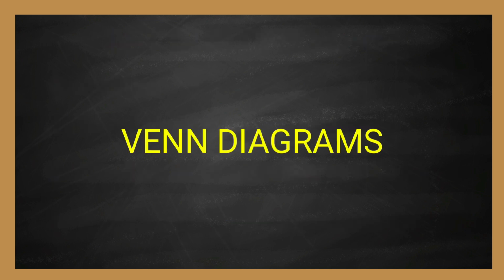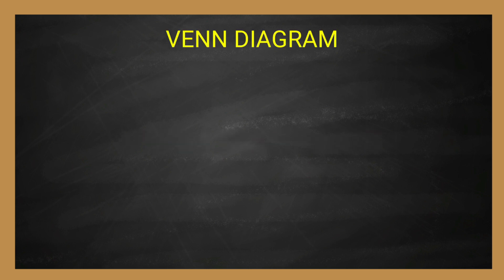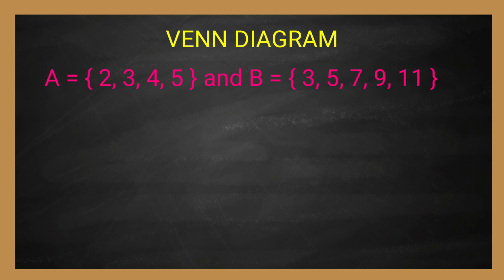Next, Venn diagrams. If a set is represented by using a picture with closed figures, then it is said to be in Venn diagram. Suppose you take a set A is equal to the set of 2, 3, 4, 5 and B is equal to the set of 3, 5, 7, 9, 11. How can we represent them in a Venn diagram?